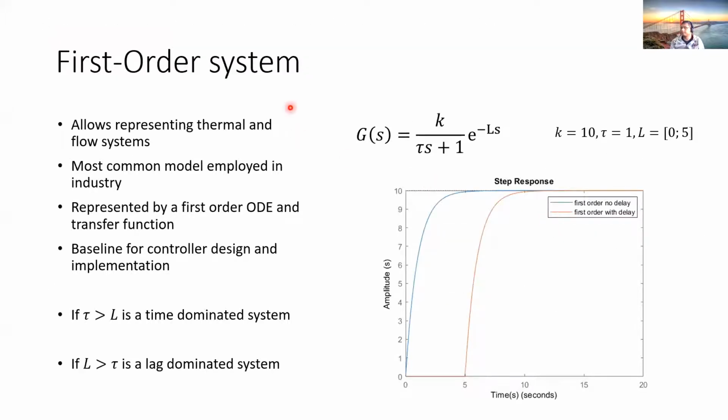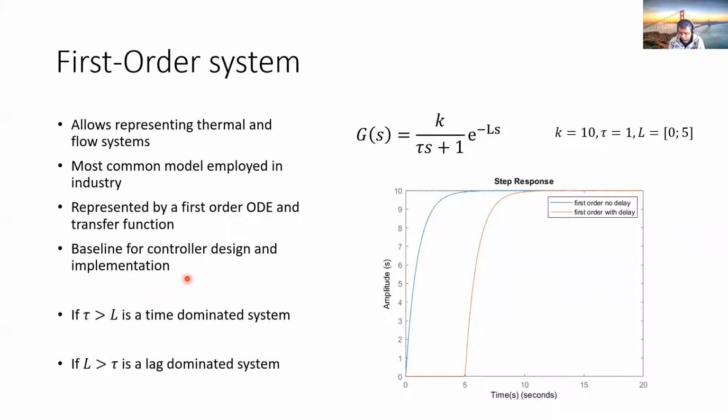Okay, let's start with the first order system. During the last lab, we went through this first order system in the tutorial. Right now, we are going deeper into the system and its performance properties. The advantage of first order systems is that we can represent flow and thermal systems, which are really commonly employed in industry: chemical industry, food industry, petrochemical industry. This is the most common process that you could find. All of them are represented by a first order ODE as well as a first order transfer function, as we see here.